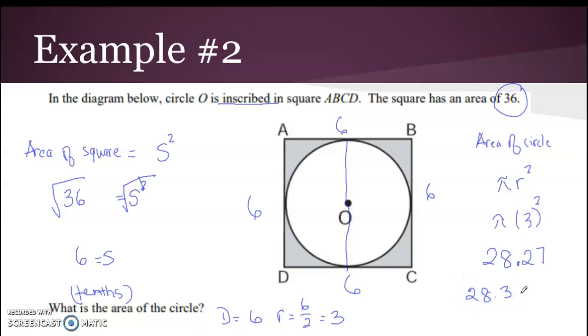Again, no units were given, so we do units squared. Normally, you're given units. If it's not given, you always try to just use the word units. And I can add an S here, not a big deal. So 28.3 units squared.